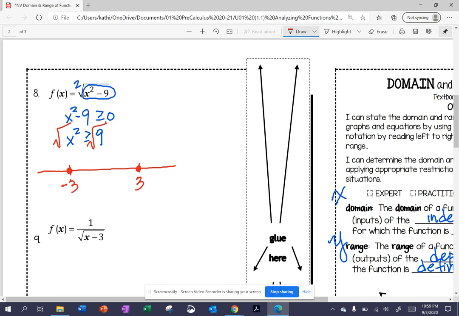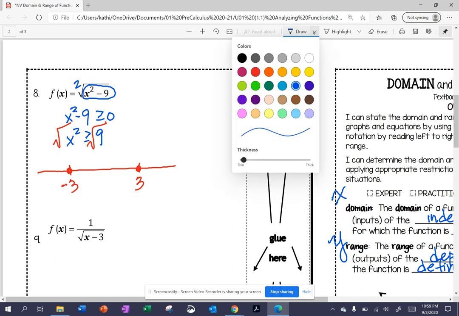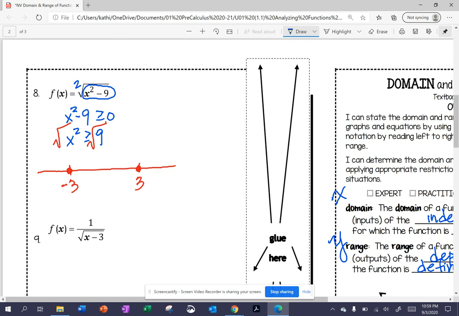If I'm not sure, I just want to test a number. You can use any number in between or on the outside to see if it is true or false. I think a good choice would be 0. So if I substitute x as 0, is 0 squared greater than or equal to 9? That would be false, or on my calculator, I'd get an error. So that means this is the part of the graph that I'm talking about.